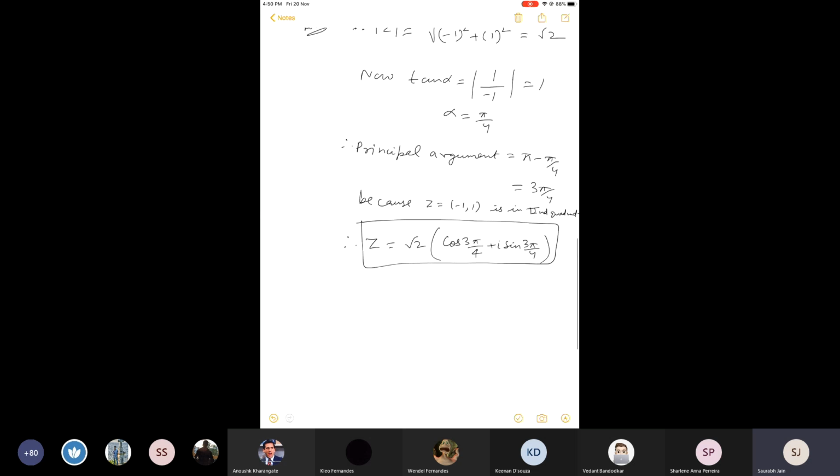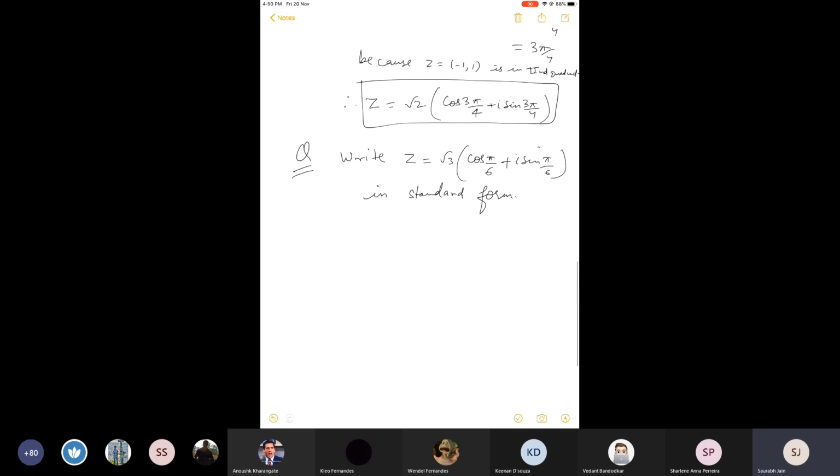Like for example, write z equals root 3 cos pi by 6 plus iota sine pi by 6 in standard form or general form. They can ask in any way. Okay, in a standard form or general form. Because see, from the appearance only you can understand. Is it so? Yes, sir. What can you see?